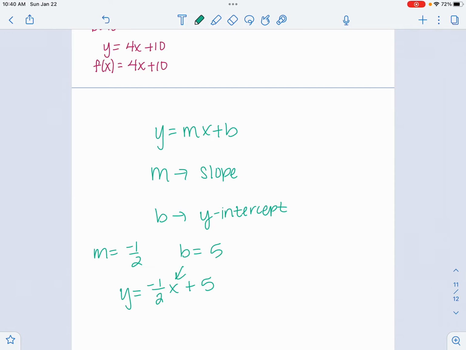Sometimes we forget to write the x. Make sure that you don't do that. Your equation should look like this, where y is by itself, and we have a number in for m, and we have a number in for b.